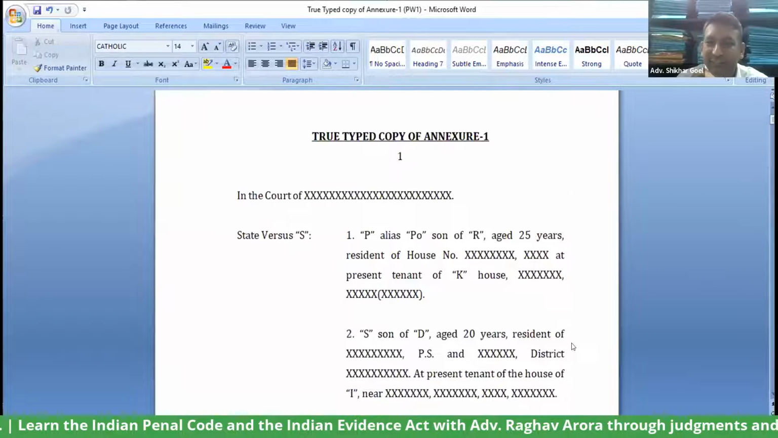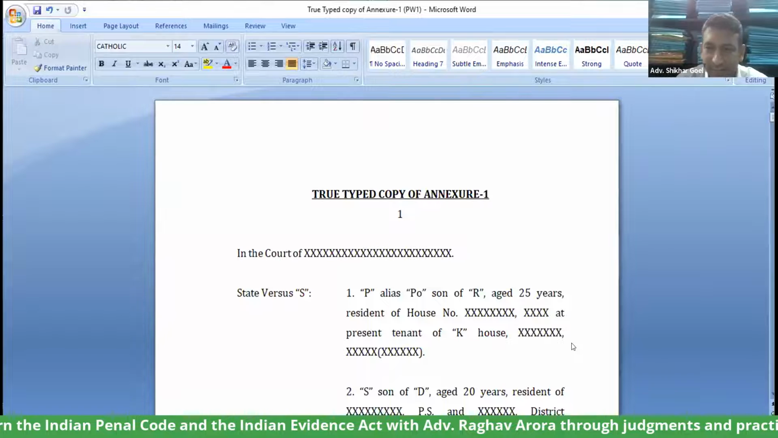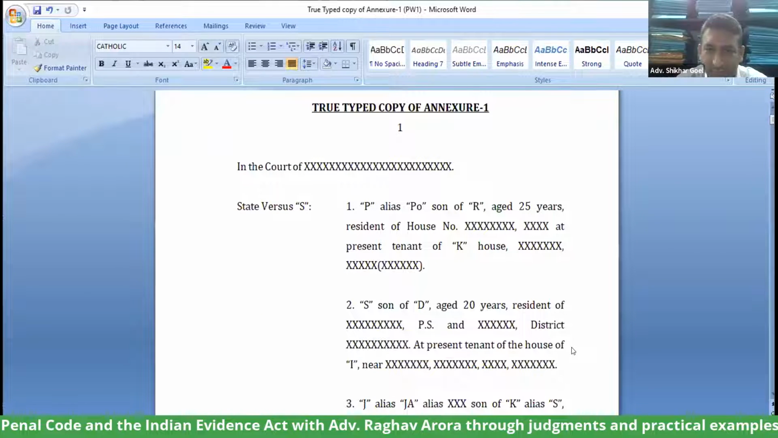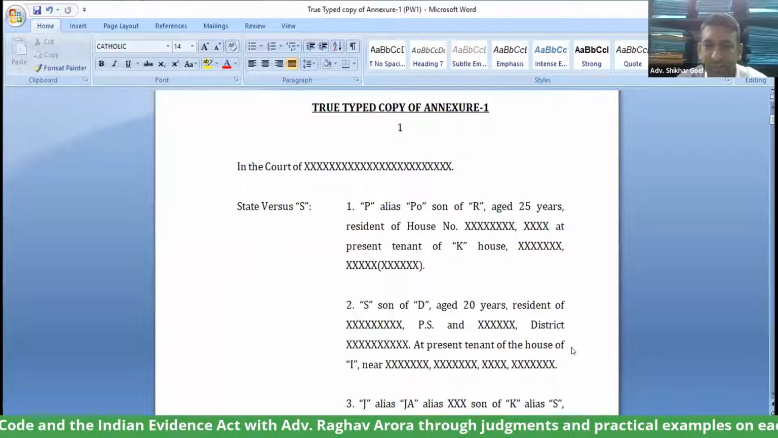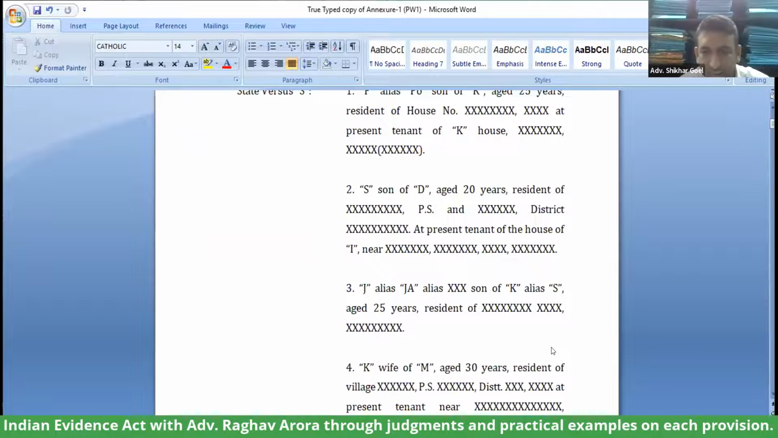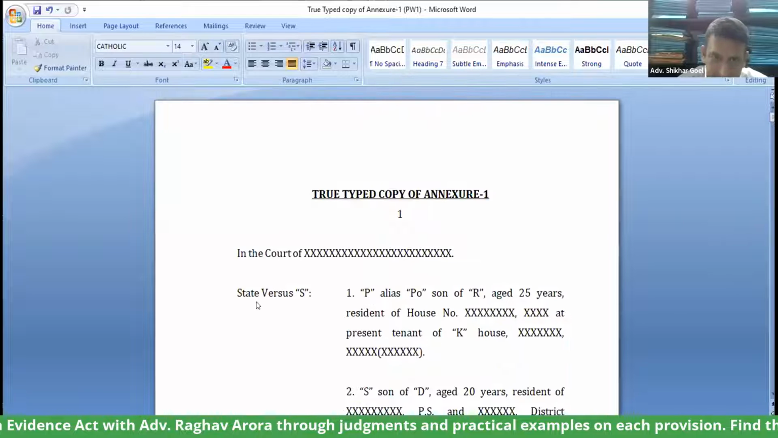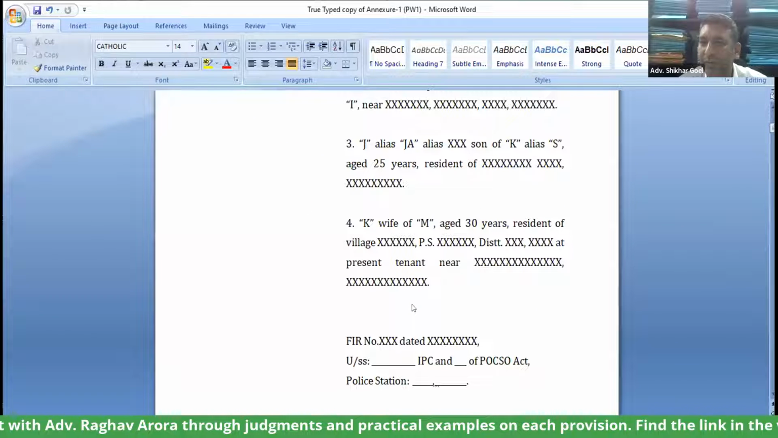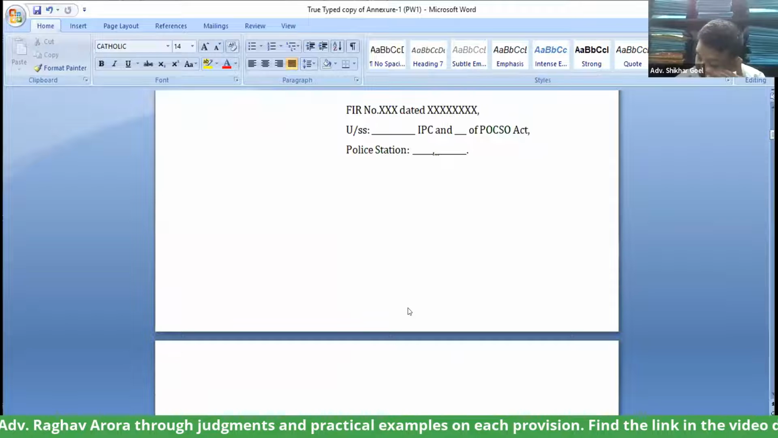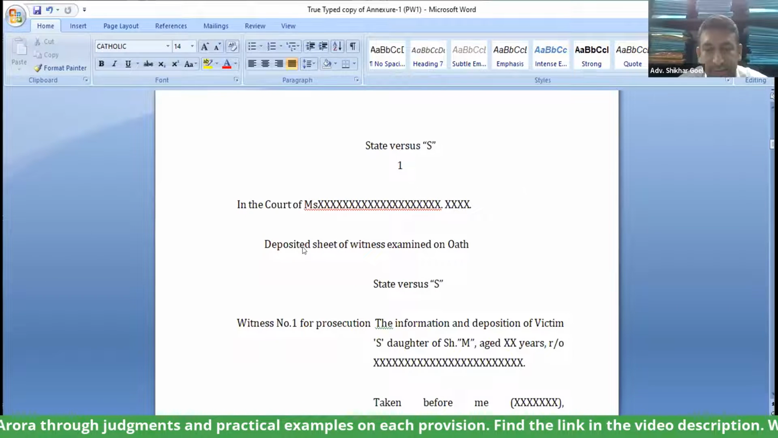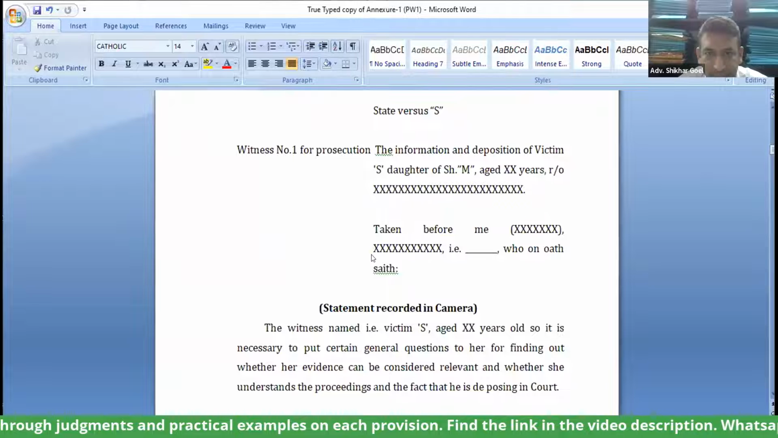All right. So this is a cross-examination. I've obviously hidden which court it is and who the accused and victim are, so you'll only see the alphabets. I cannot disclose those details to you. So this is State versus 1, 2, 3, 4. There are 4 accused in this case. And this is the name of the judge, so on and so forth.